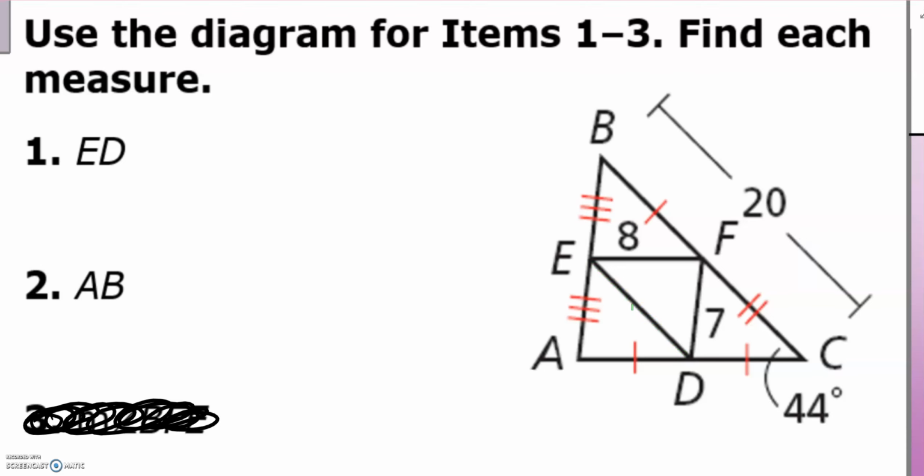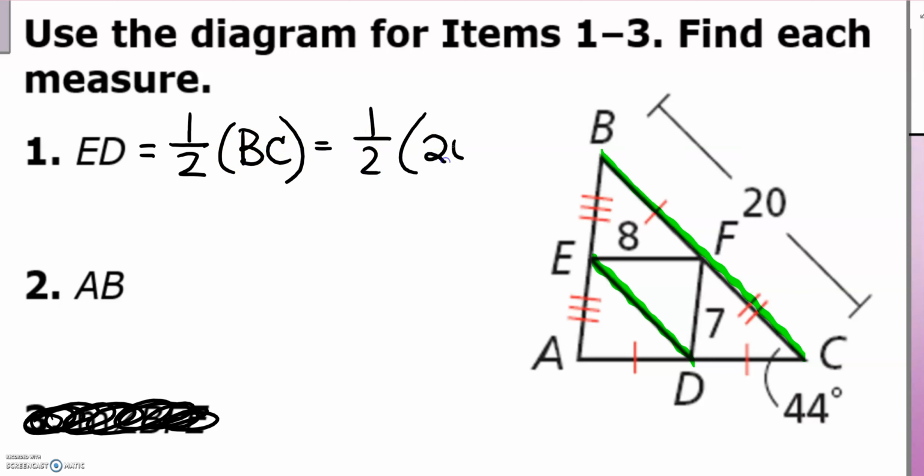Okay, so on this one, you can cross out number 3 because we're not talking about the angles right now. So let's just look at the segments. They want us to find segment ED, and I know ED is a mid-segment because it goes from midpoint E to midpoint D. If it's a mid-segment, I know it is not only parallel to BC, but it's half the measure of BC. And they're telling me that from B to C is a full length of 20. So ED is equal to 1/2 of BC, which means it's worth 1/2 of 20, which means ED equals 10.